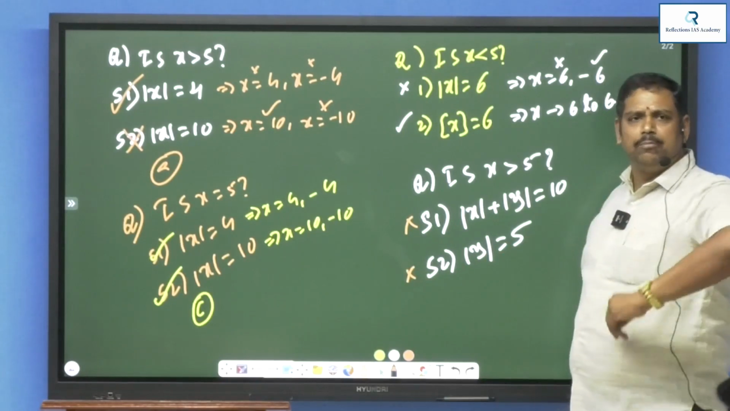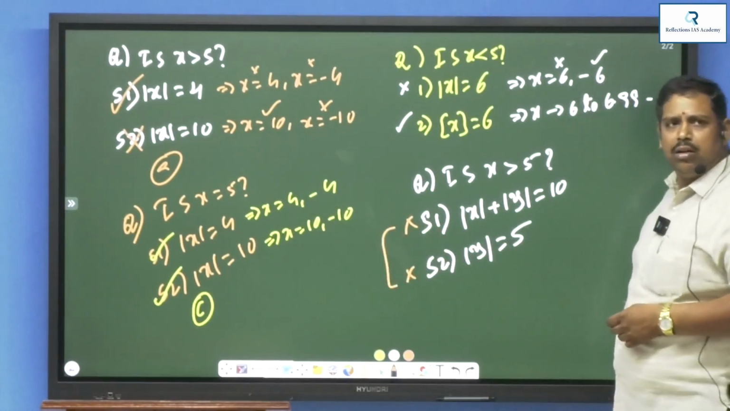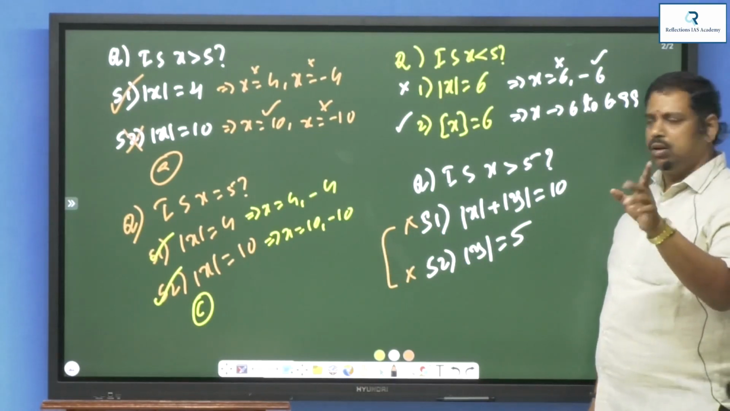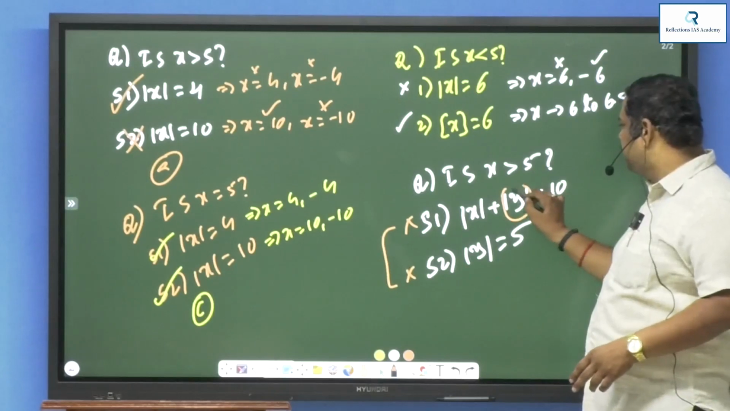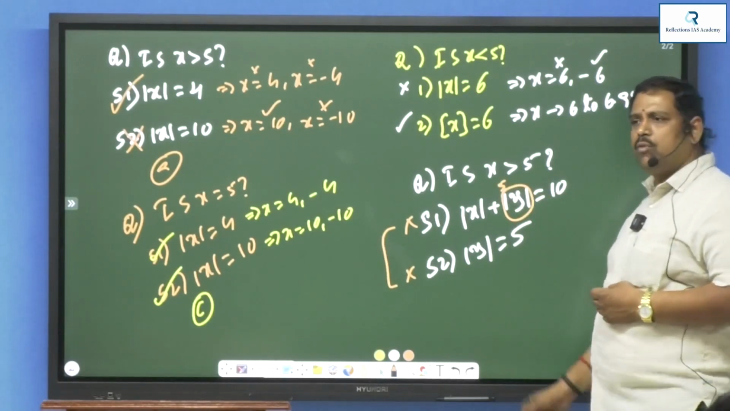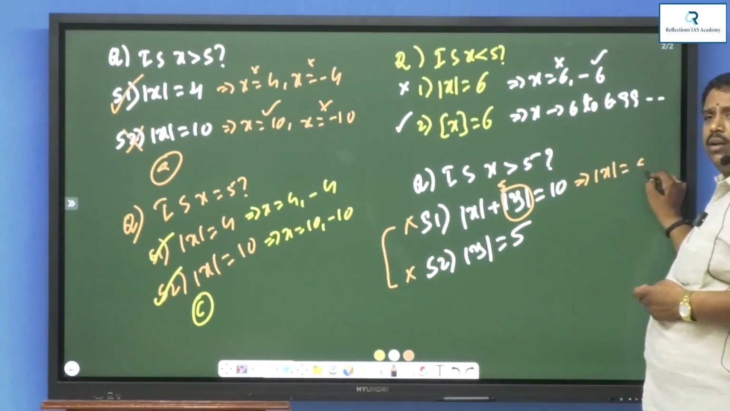Then I will go for together. I am going with together. What is the value of mod y here? I am not asking about y. I am asking about mod y value is how much. Okay. Can I replace this mod y with 5? Yes or no? Then what is the value of mod x here? How much it is? 5.